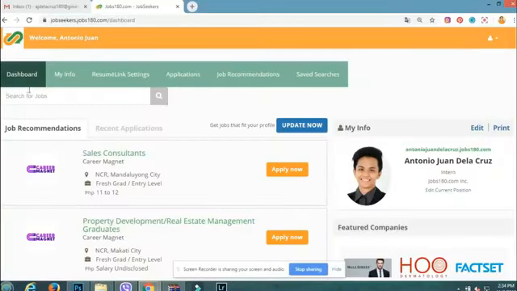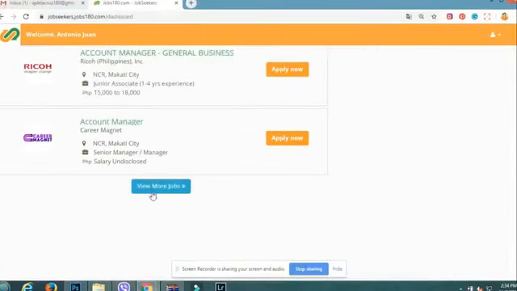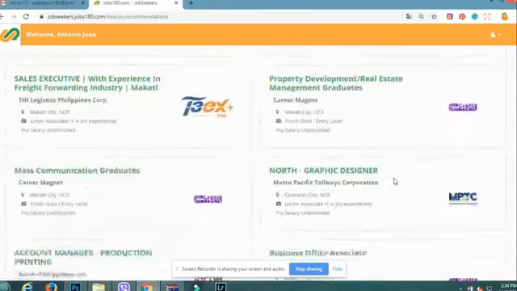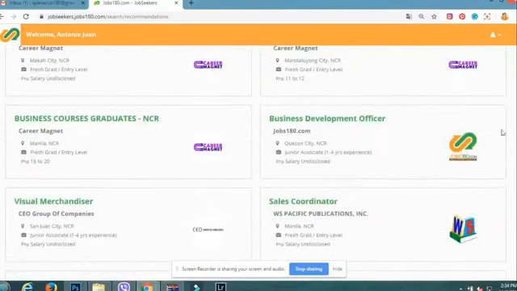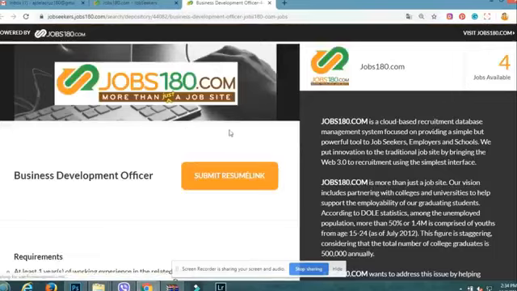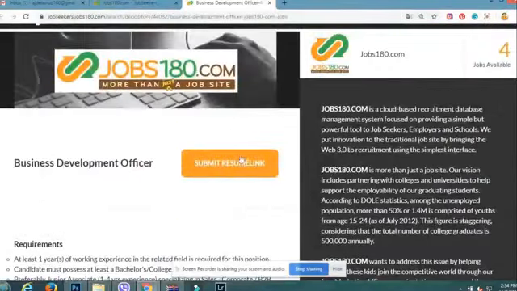Step 3. Apply for a job. There are many ways to apply with your resume link. First is browsing the job recommendations in your Jobs 180 dashboard. If you're qualified, click Submit Resume Link.